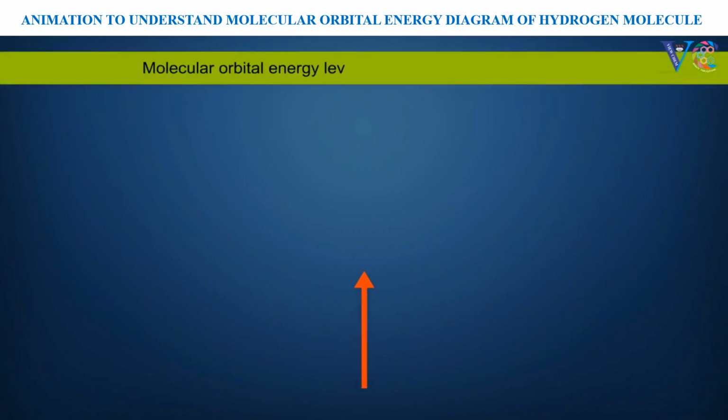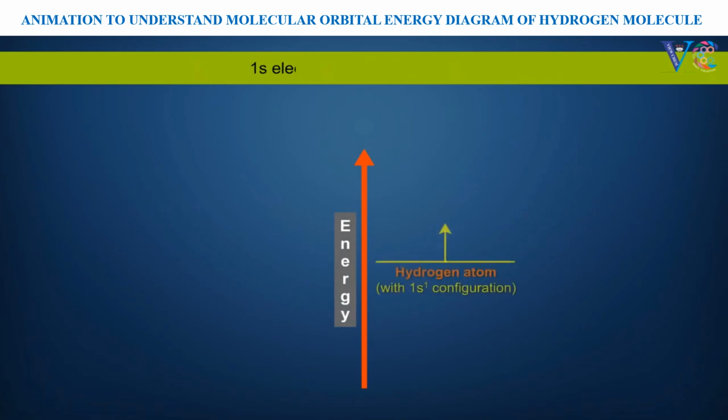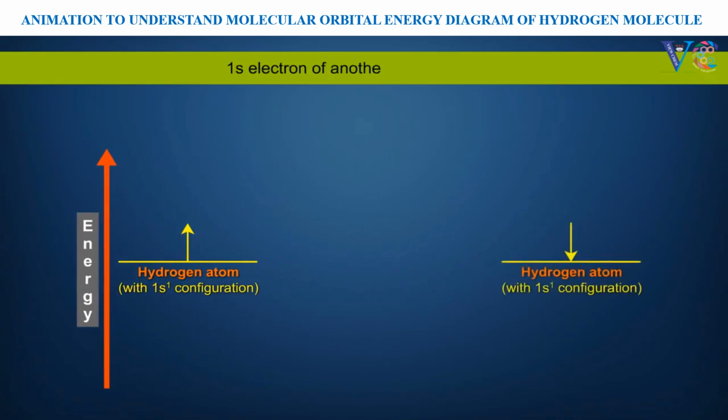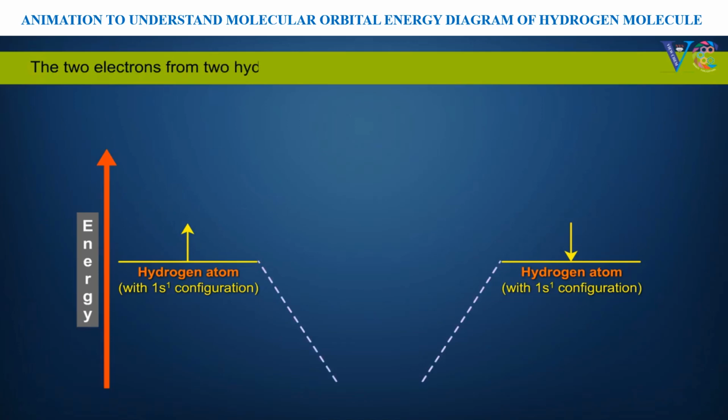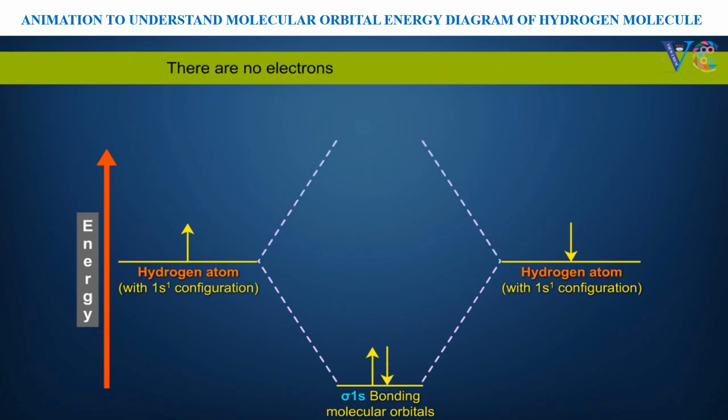Molecular orbital energy diagram of hydrogen molecule. 1s electron of a hydrogen atom. 1s electron of another hydrogen atom. The two electrons from two hydrogen atoms occupy the sigma 1s bonding molecular orbital. There are no electrons in the sigma star 1s antibonding molecular orbital.